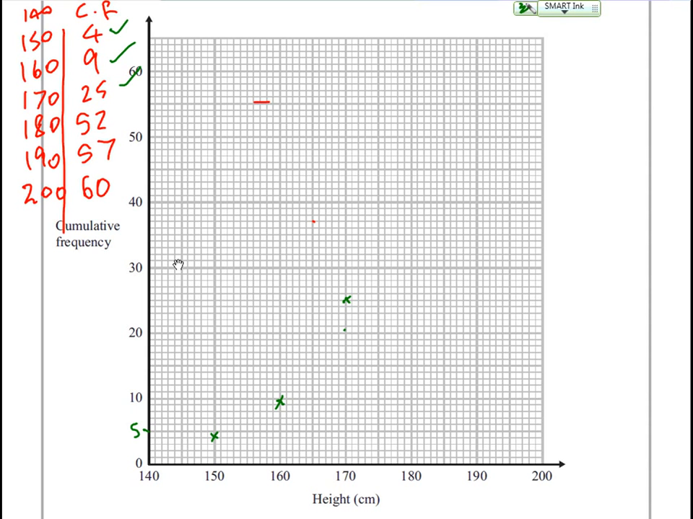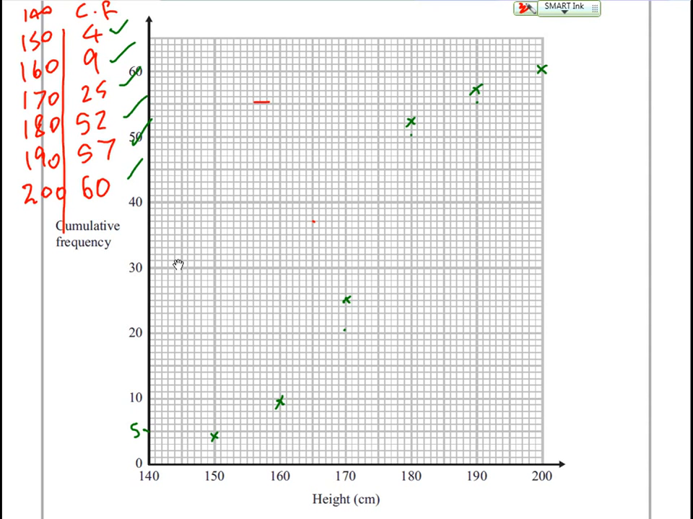180. By the time we've got to 180, the total number of people we've got is 52. So it's jumped up quite a bit. 50, 51, 52 there. When we get to 190, we've had 57. So 55, 56, 57. When we get to 200, we've had 60. So that's our total number of people there.